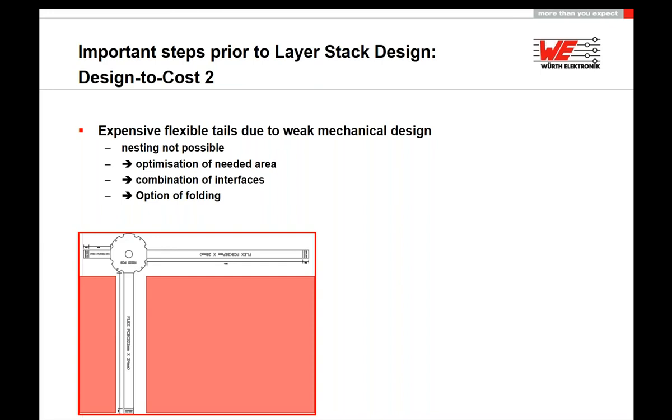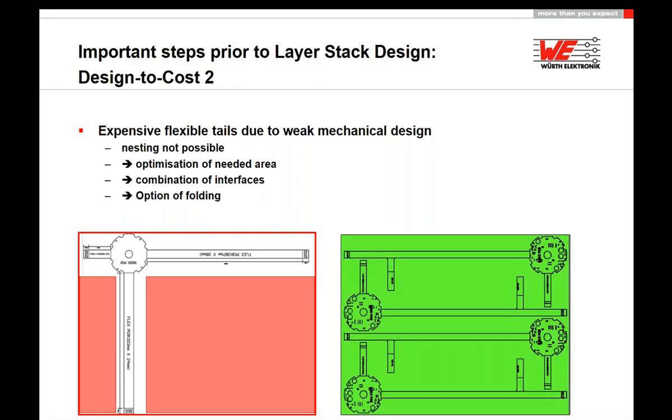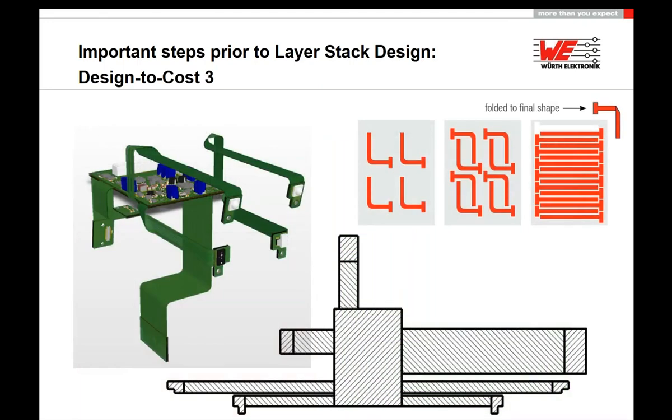The next thing is that we often see long tails leaving the rigid area in different directions, thus preventing nesting in the delivery array. So it's important to optimize the needed area for the design, maybe combining interfaces and also considering the option of folding. Let's have a short look at an example from some years ago.